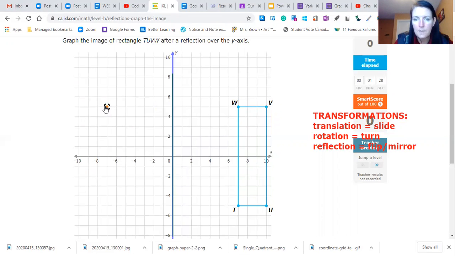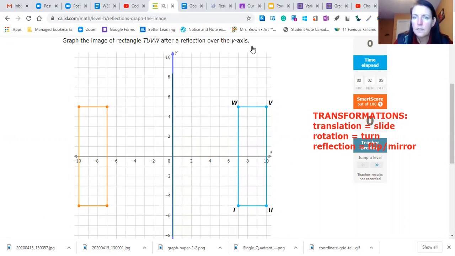Then let's look at V. V is at 10 and 7. So now it needs to be at -10 and 7. All right. If you look at U, where the U over here is at +10 and -5. So we're going to flip that over to -10 and -5. And then T is at 7 and -5. So -7 and -5. All right.